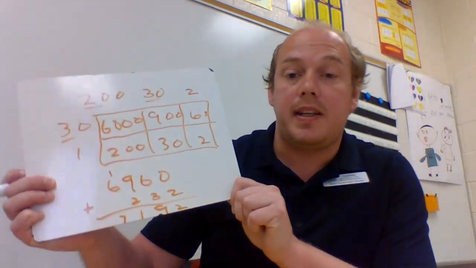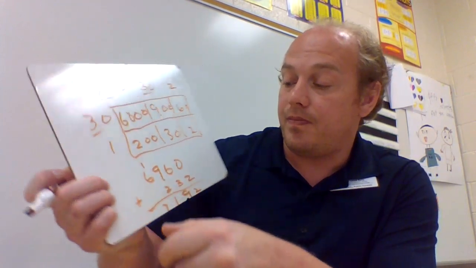Now we're just going to add. 0 plus 2 is 2. 6 plus 3 is 9. 9 plus 2 is 11. Carry the 1. And 1 plus 6 is 7. And that is what we got when we did the standard algorithm.